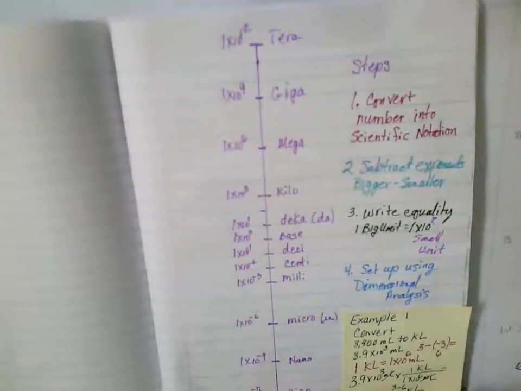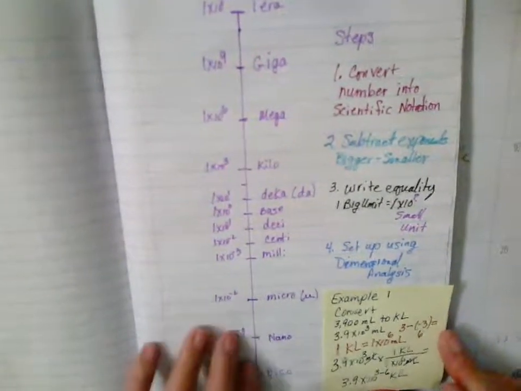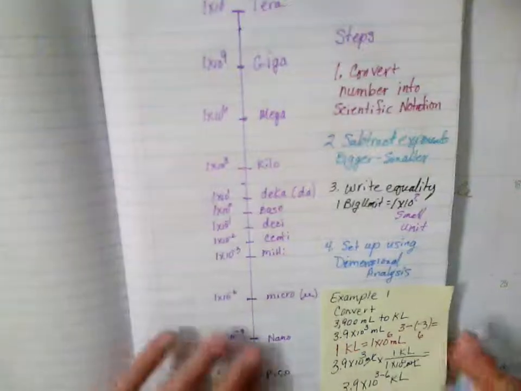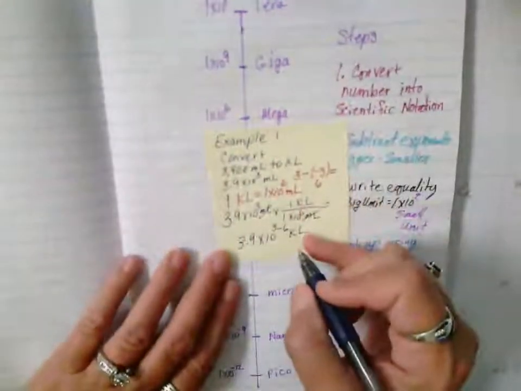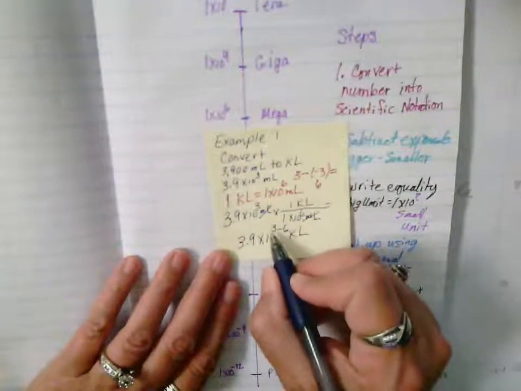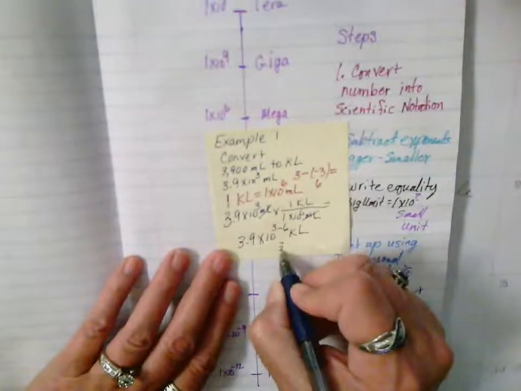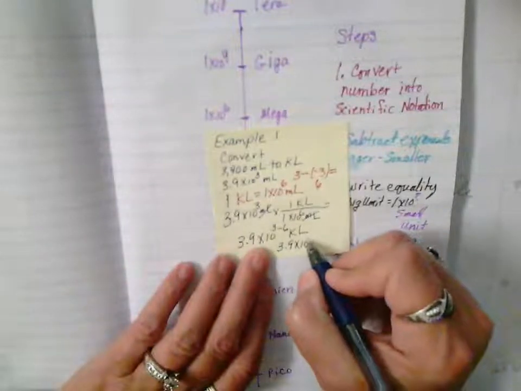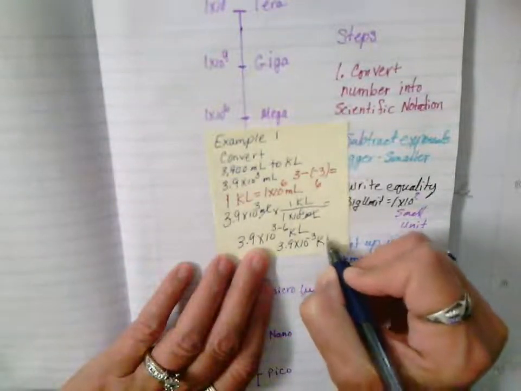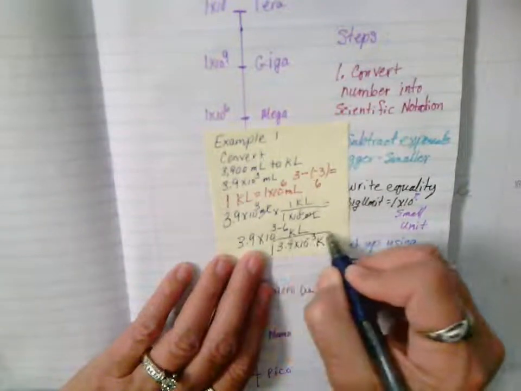So my final answer, well, you can't quite see that, can you? Sorry about that. I'll move this up here. So my final answer is going to, when I subtract 3 minus 6, I get 3.9 times 10 to the negative 3 kiloliters. And that's the final answer.